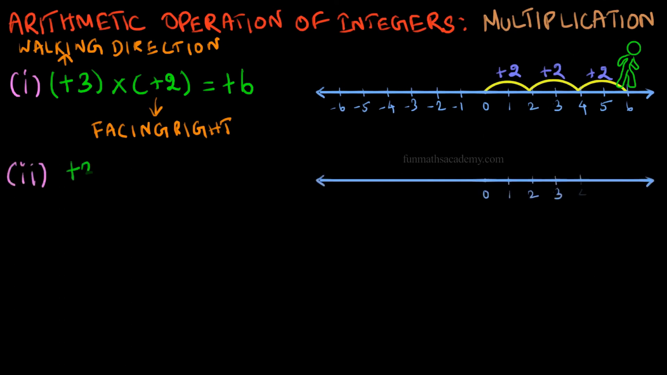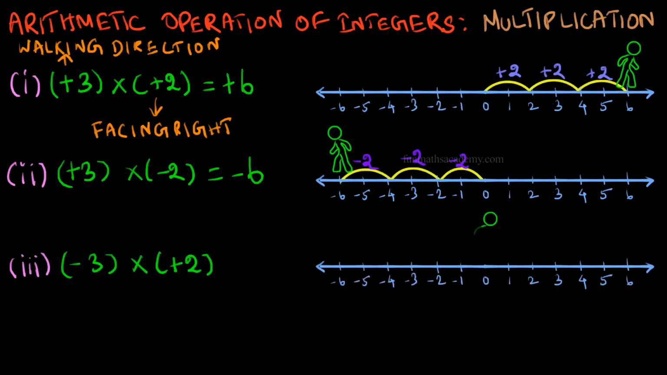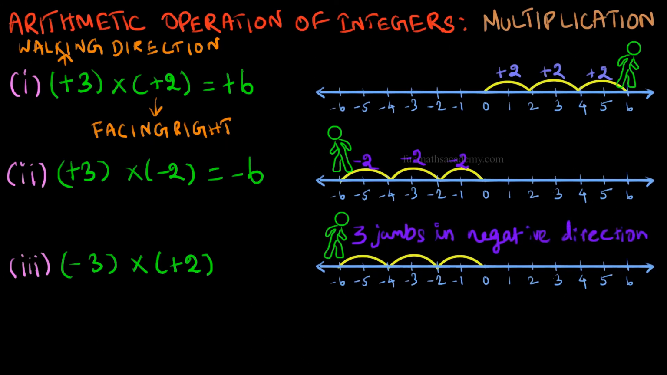Now let us multiply +3 and -2. Here, the multiplier is negative and so we will consider the person facing left. This person facing left moved towards his left, which is his positive direction and not the opposite direction. So we get the answer to be -6. Now let us suppose we multiply -3 and +2. Here, the person facing right is jumping in the opposite direction, that is left 3 times. Here too, we get the answer as -6.